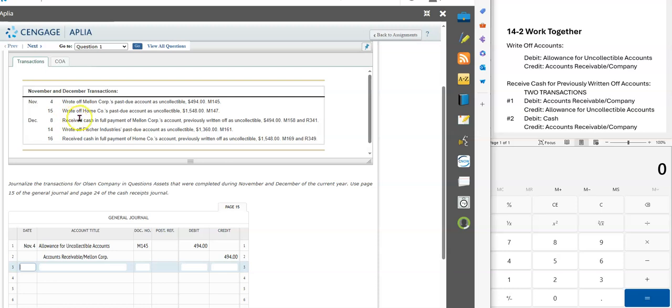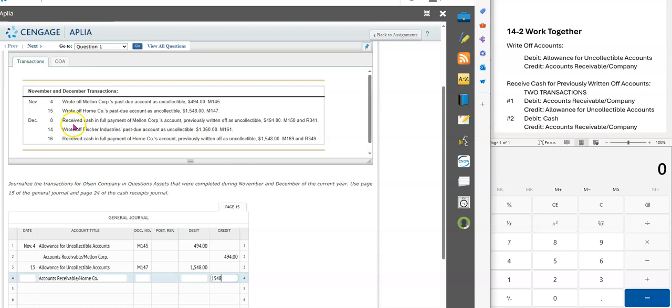So on November 15th, we wrote off Horn Company's past due account. All right, so we're still in November, so I'm going to put 15, and again, allowance for uncollectible accounts. This is memo 147, and it was for 1548. And so accounts receivable is going to be credited with Horn Co., 1548.